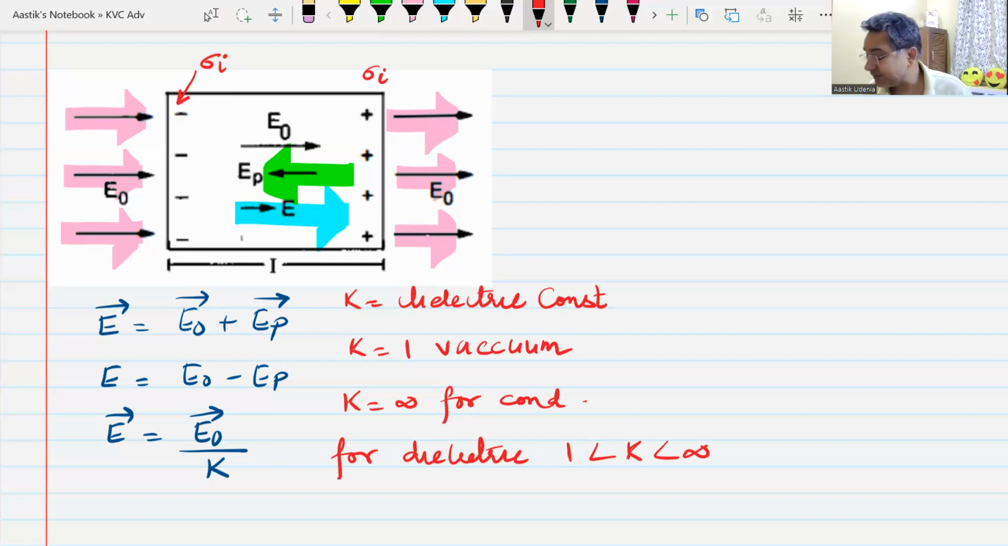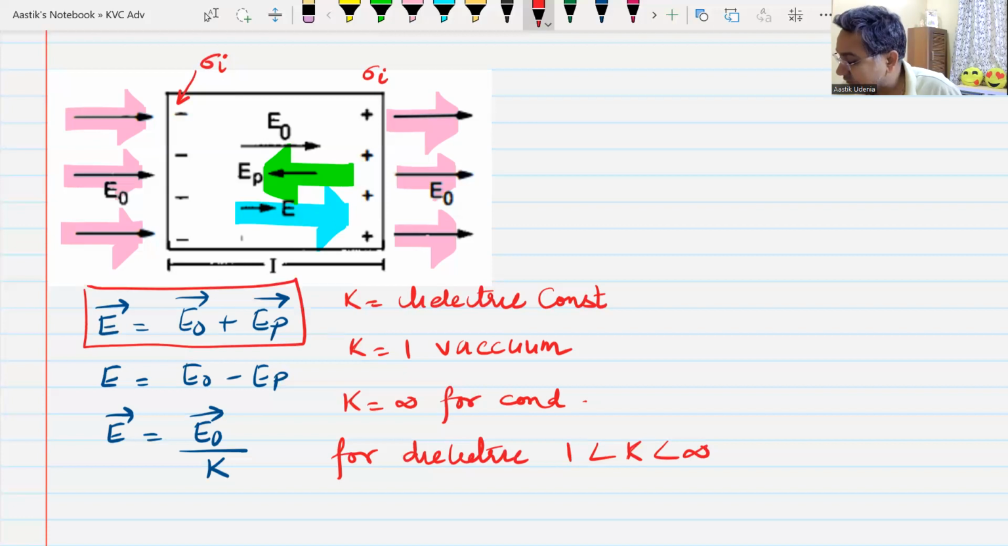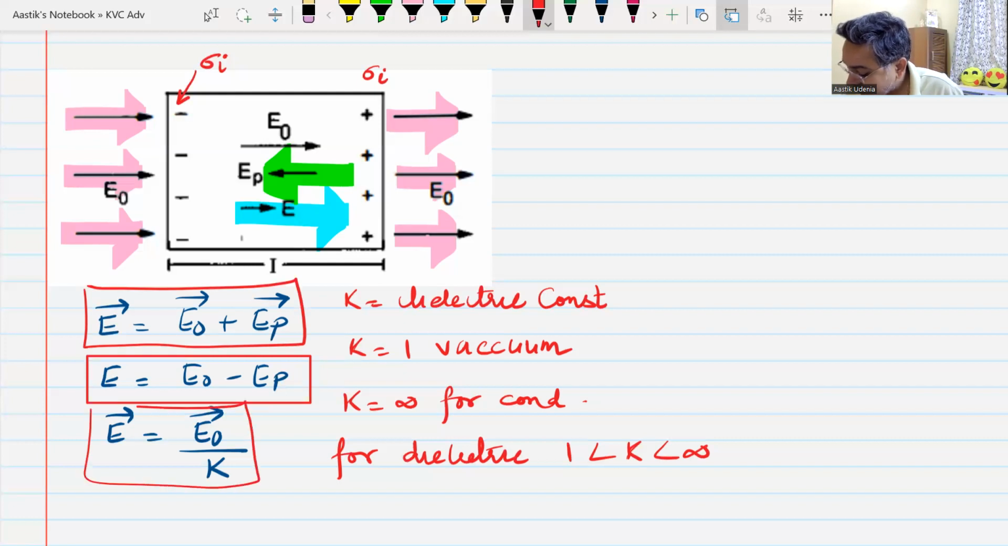Do we understand this? Yes, sir. Okay. So the formulae that you have to remember here are this. I will mark them. This one is the vector formula. This is the scalar formula because they are in different directions. And this is the third formula.